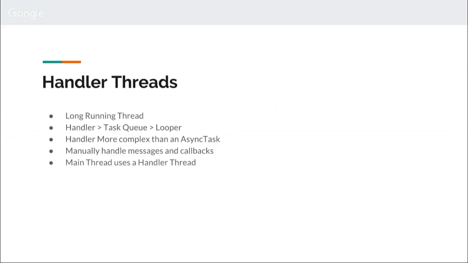And one thing is, the main thread uses one of these kinds of threads. The queue of the main thread is mostly made up of tasks that update the UI and read input events, but it's basically just a handler thread.